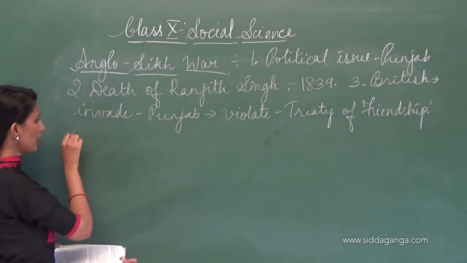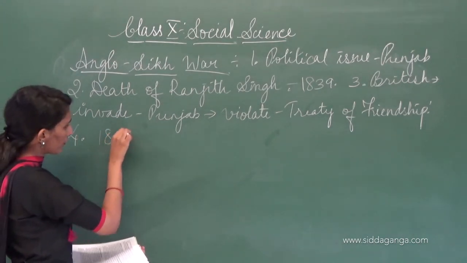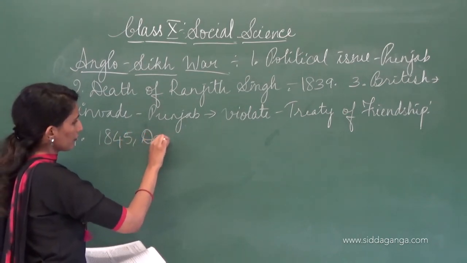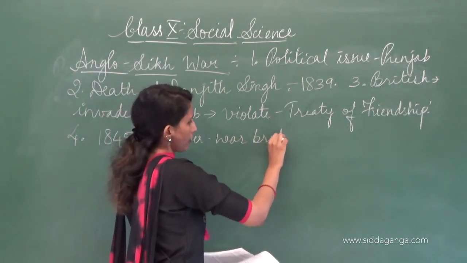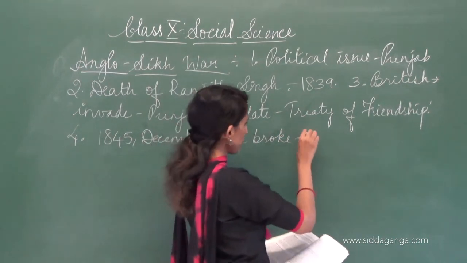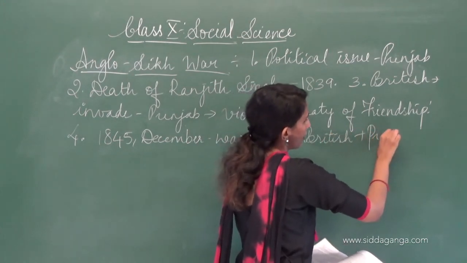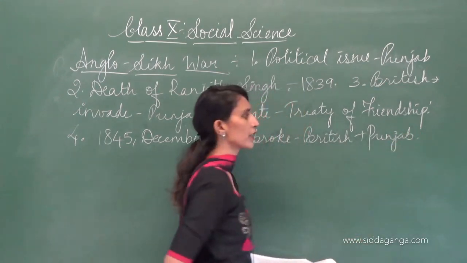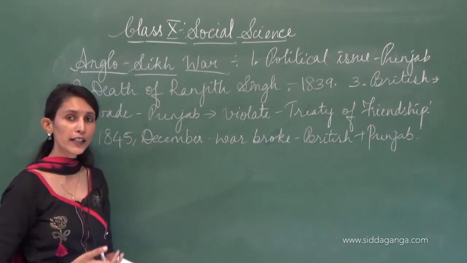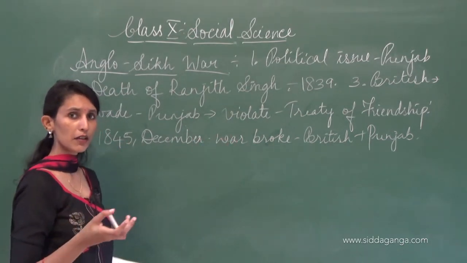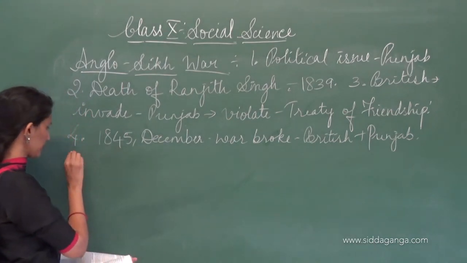Let me write the fourth point here. In December 1845, this war broke out. Between whom did it break out? Between the British and the Kingdom of Punjab, who were ruling them. This war broke out because of the violation of the treaty, and in December 1845 it began between the kingdom ruling in Punjab and the English East India Company, or the Britishers.